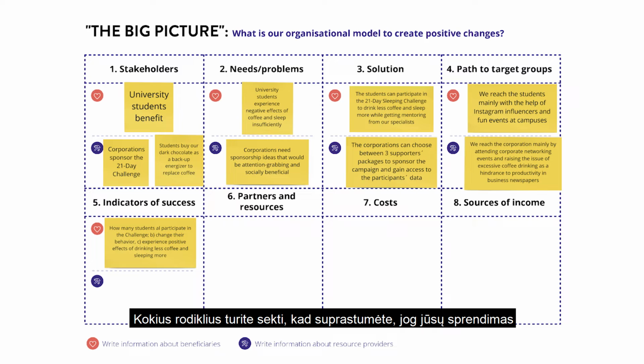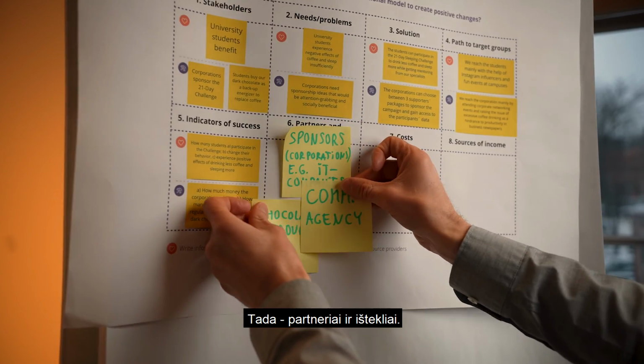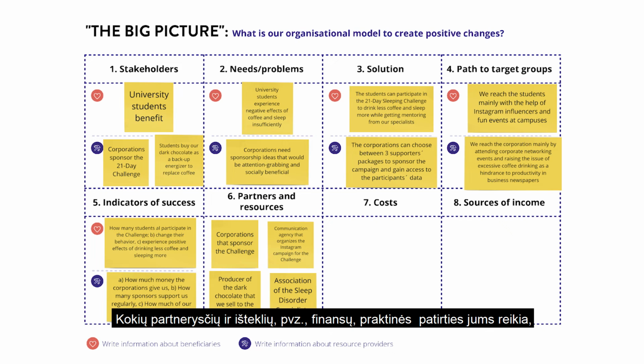And then the indicators of success. Which indicators do you have to follow to understand that your solution has the desired positive impact on the beneficiaries? And which ones do you have to follow to understand that your relationships with the resource providers are indeed successful? Then the partners and resources. Which partnerships and resources like finances and know-how do you need to have to offer your solution to the beneficiaries?